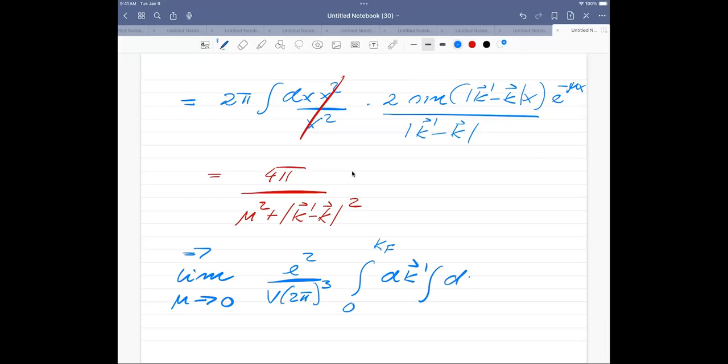And then I have an integral of a dy prime. And then I have my 4 pi divided by mu squared plus this term k minus k prime squared. So what I'm going to do now is replace the term. Remember that for this dy prime there is no y dependence. So this term defines the volume, and I can put that one outside because there's no y dependence. And that takes away one of the volume terms.